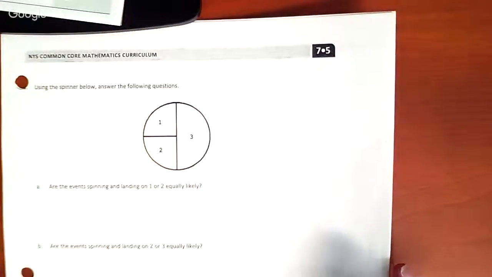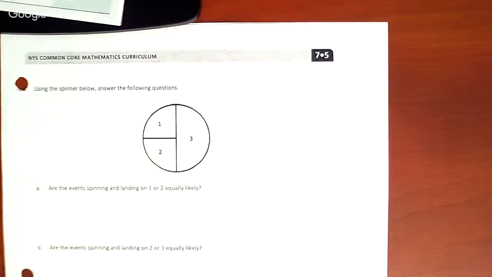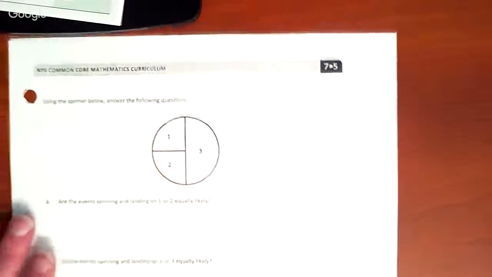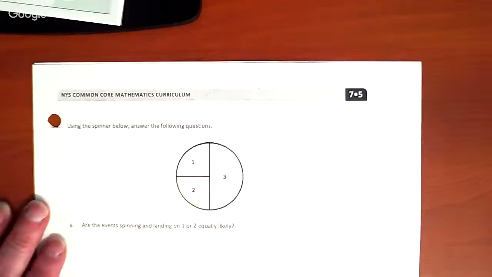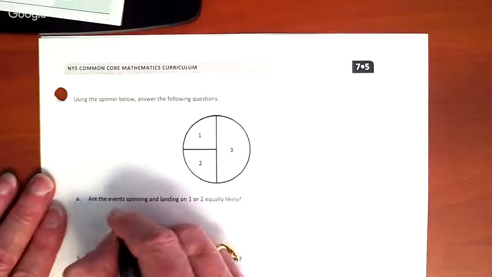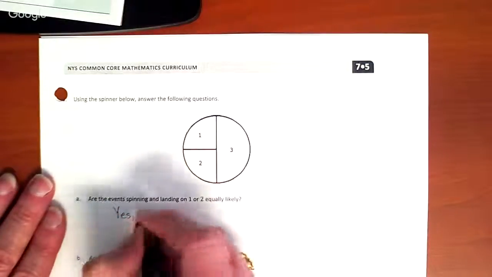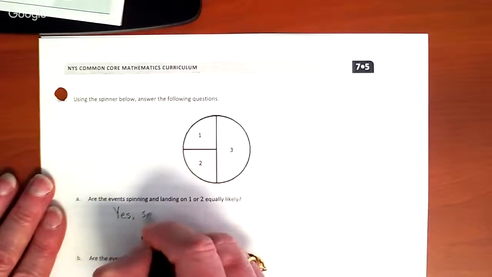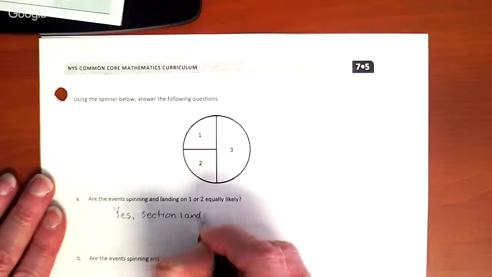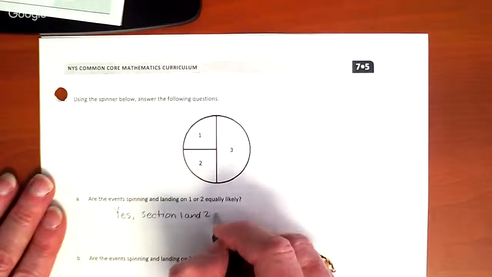So then we would start with question number 5. For that one, it says, using the spinner below, answer the following questions. Are the events spinning and landing on 1 or 2 equally likely? The answer is yes. Section 1 and 2 are equal.